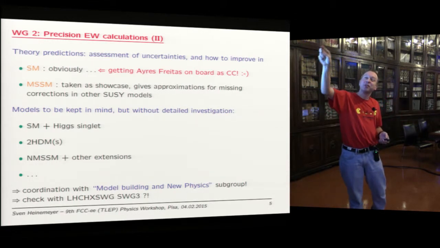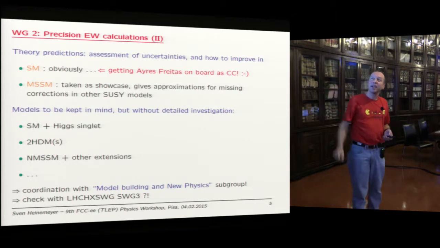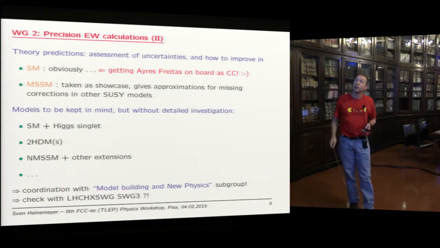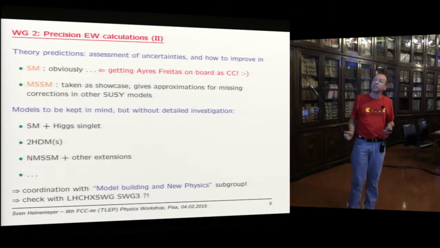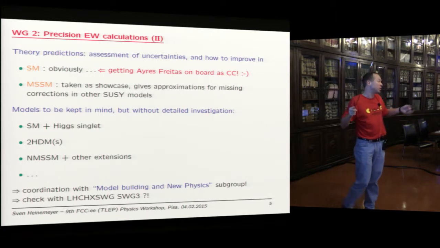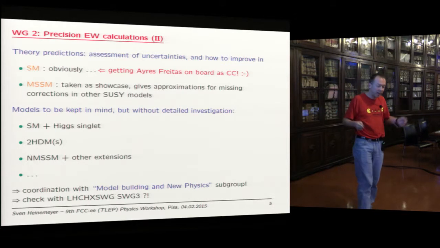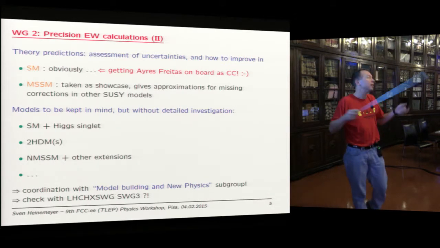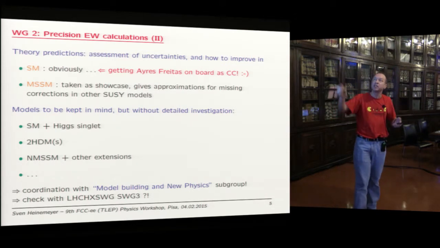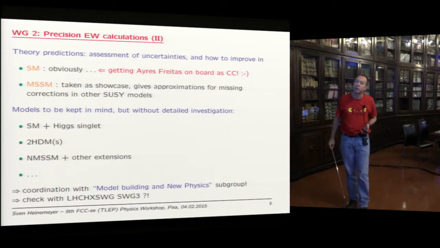However, even if you don't believe this, it can still be taken as a showcase, and it also gives approximations for missing corrections in other SUSY models, if it's not that one. It tells you roughly what kind of structure to expect and what size possible higher order corrections can have. So even if it's not this model, it can tell you something.